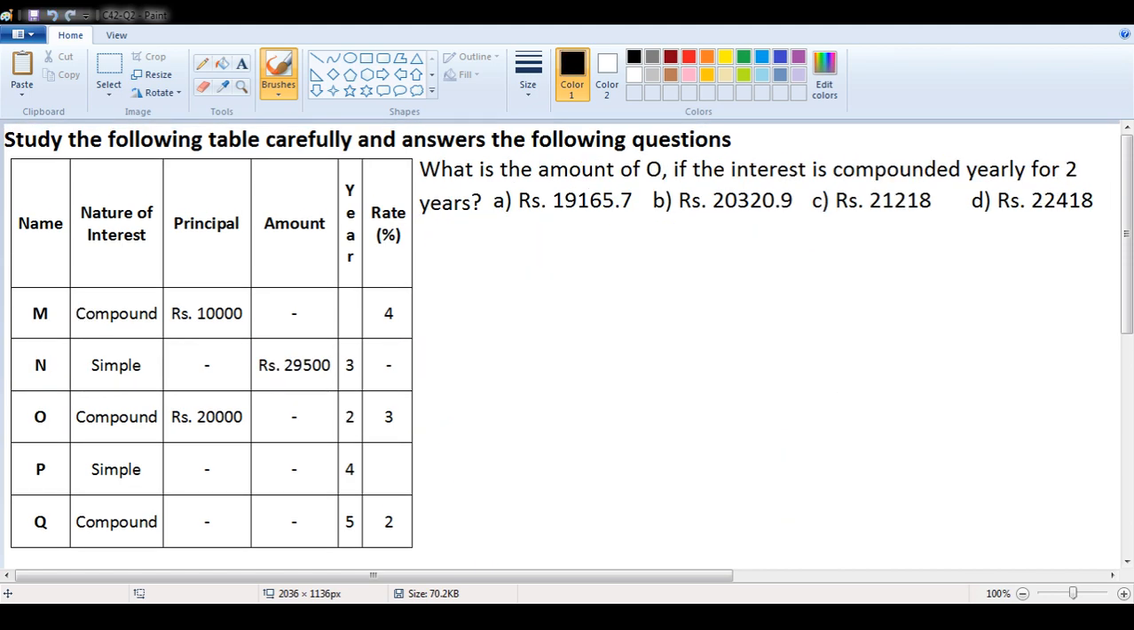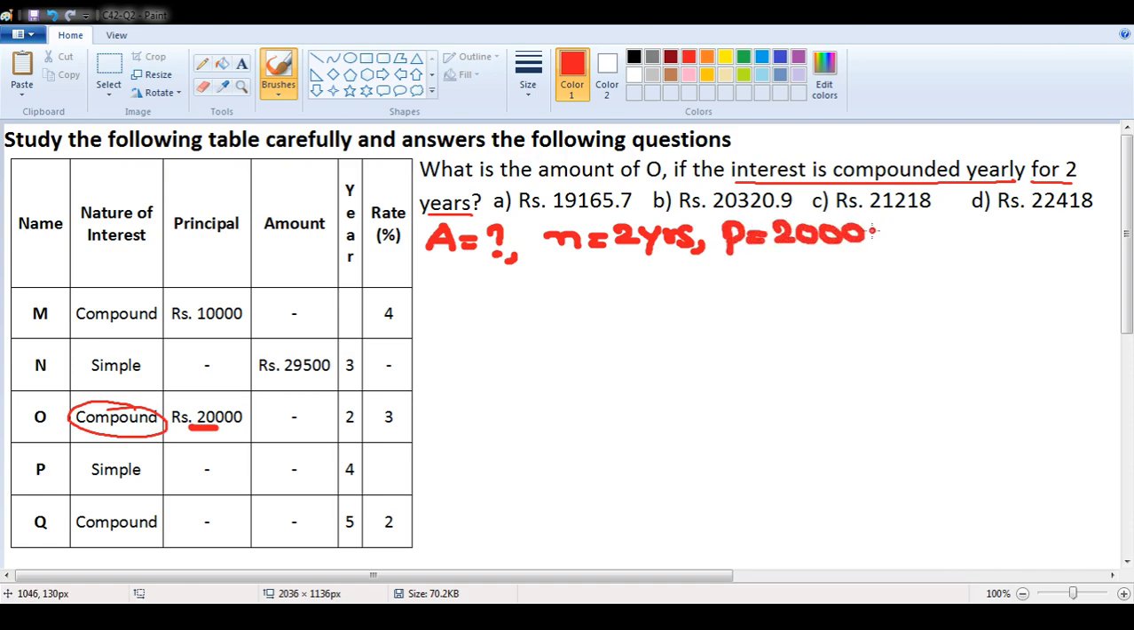See here. The second question says, what is the amount of O? O is referring to compound interest, right? If the interest is compounded yearly for 2 years, that means they are talking about O. They are asking you the amount and they are giving you 2 years, compounded yearly. And in the table for O, principal is given as 20,000, years is 2 years, and rate of interest is given as 3 percentage.